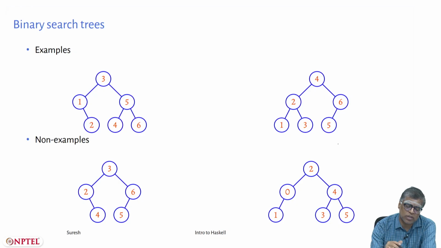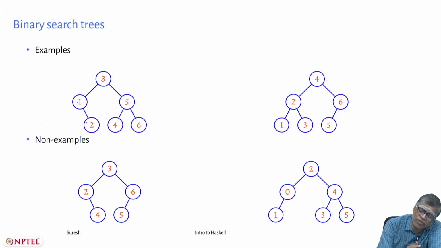Here are some examples. 3, to the left you have 1, 2, and 1 and 2 are less than 3. To the right you have 4, 5, 6, which are greater than 3. Go to the left subtree, 1, to the left there is nothing, to the right there is 2, so this is fine. Go to 5, to the left there is 4 and to the right there is 6, so this whole part is fine.